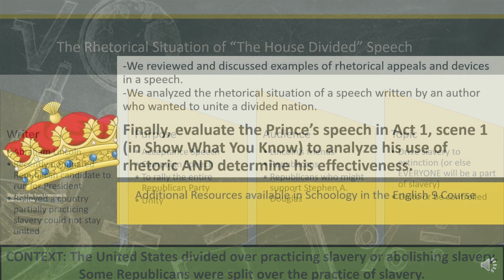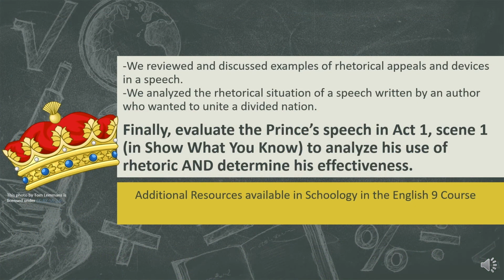Today we reviewed and discussed examples of rhetorical appeals and devices in a speech. We analyzed the rhetorical situation of a speech written by an author who wanted to unite a divided nation. Today, you have the opportunity to read another speech with a similar context. You're going to evaluate the Prince's speech in Act 1, Scene 1 to show what you know, to analyze his use of rhetoric, and determine his effectiveness. Maybe he'll be able to unite two divided families.